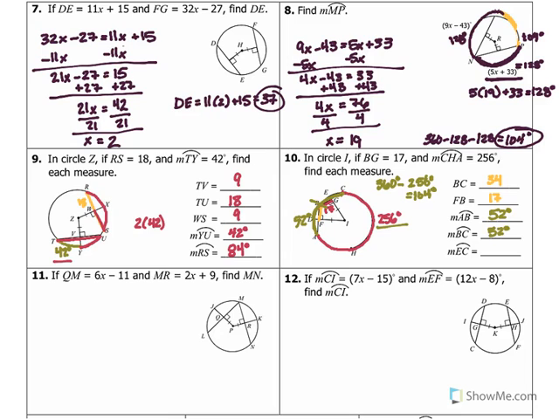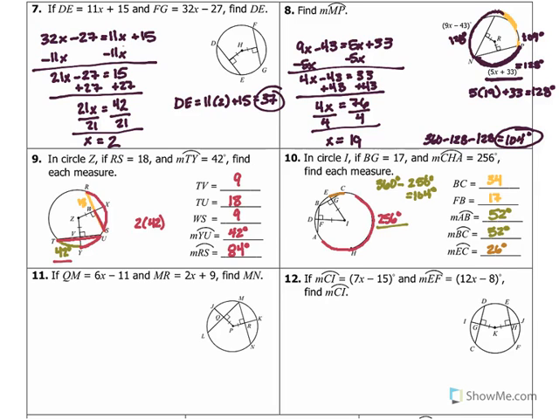Now we want the measure of EC. Okay, EC, we have a lot of writing on here, so I'm going to erase some stuff. So EC is just half of this arc that we had before. So half of 52 is 26 degrees.